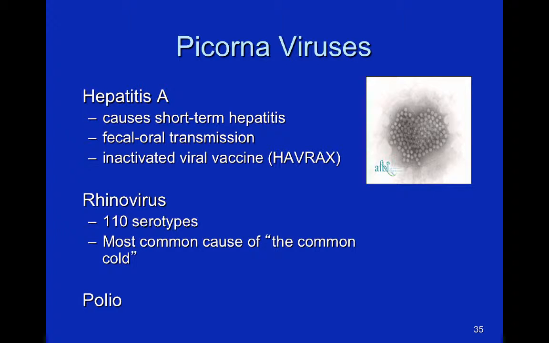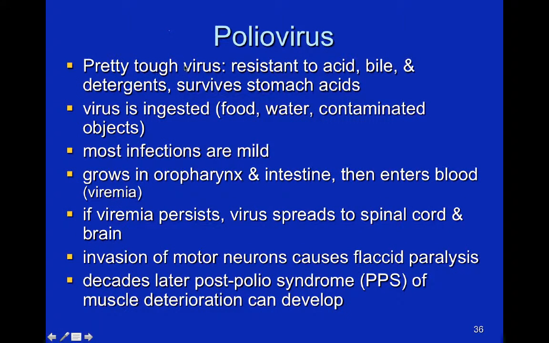And then rhinovirus, there's over 110 different serotypes. This is the most common cause of the common cold. And then we have polio, which is associated with the most severe disease out of all three of these. So polio is a pretty hardy virus. It's resistant to acid, bile, detergents, and also can survive stomach acids. And it is contracted by ingesting it through food, water, or contaminated objects.